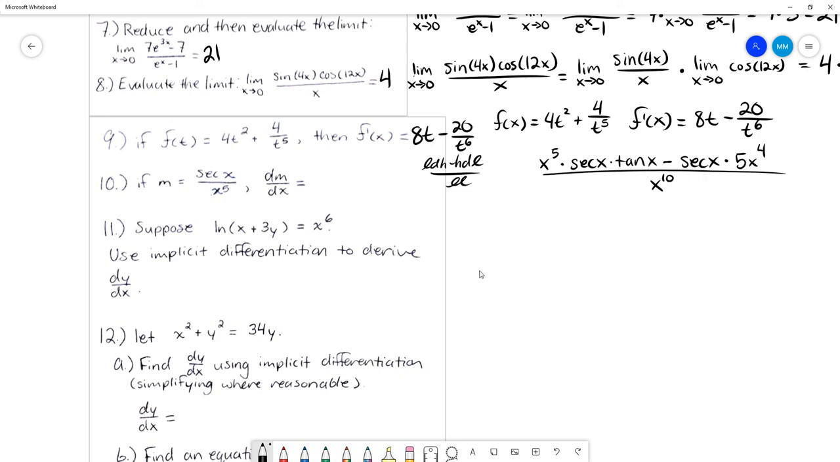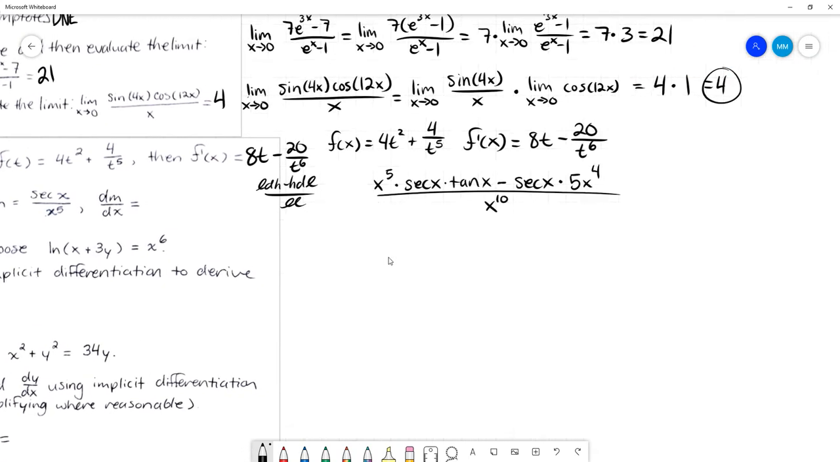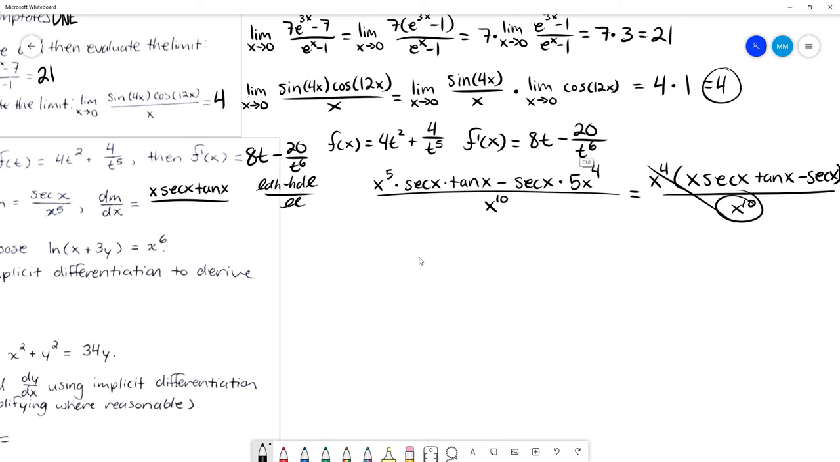Now I see I can factor out an x to the 4th. So I'm going to factor that out. It's going to be x secant x tangent x minus secant x all over x to the 10th, and I can cancel that. So I'm just going to get x secant x times tangent x all over, that's going to be x to the 6th. Oops, nope, I forgot that additional, whoopsie, forgot to subtract that extra secant x. There we go, now over x to the 6th.